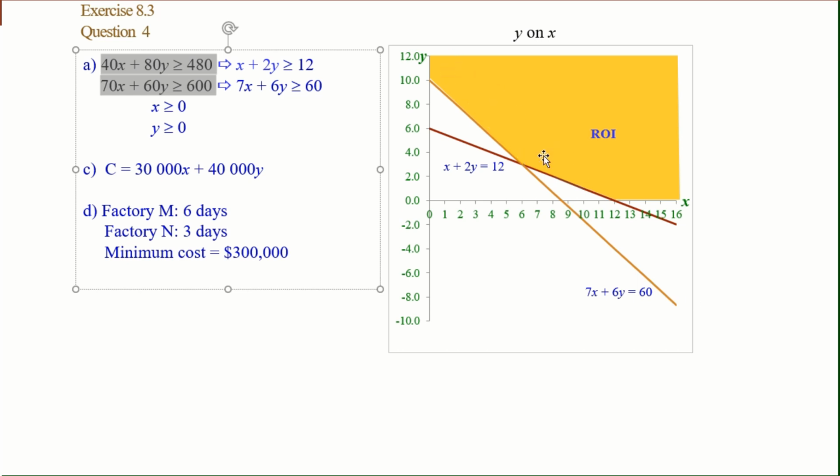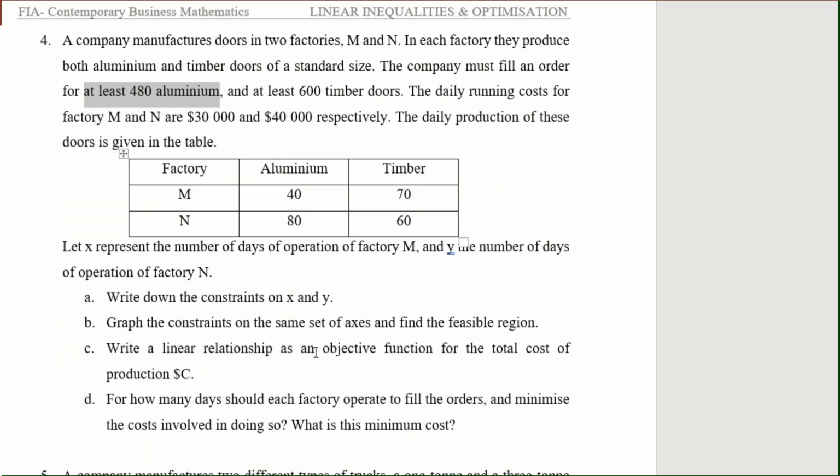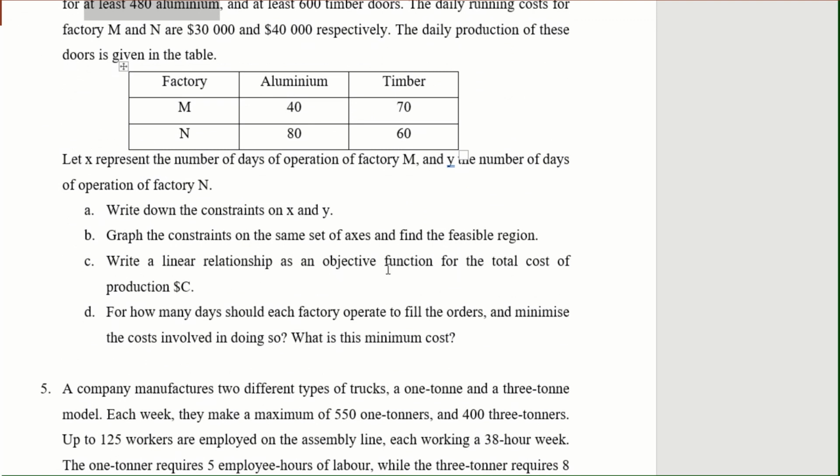So your region of interest here is an open region. You have 3 corner points, 1, 2, 3. Going back to the question, write a linear objective function for cost. They've given you the cost here: 30,000x plus 40,000y is equal to cost. For how many days should each factory operate to fill the orders and minimize the cost?